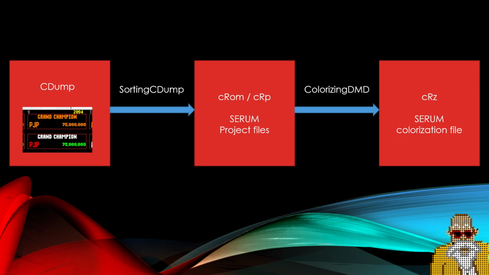So how it will work is, first you will get from your CDump file, you will use the software Sorting CDump. That will create two files. One is SERUM, the other is CRP. These are the project files of SERUM, and these project files can be opened by Colorizing DMD, and it is Colorizing DMD that will generate the CRZ colorization file that will be used by the different users. You can swap from Colorizing DMD to Sorting CDump, and you will see that the two tools are very useful when you are using the software and working on your project.